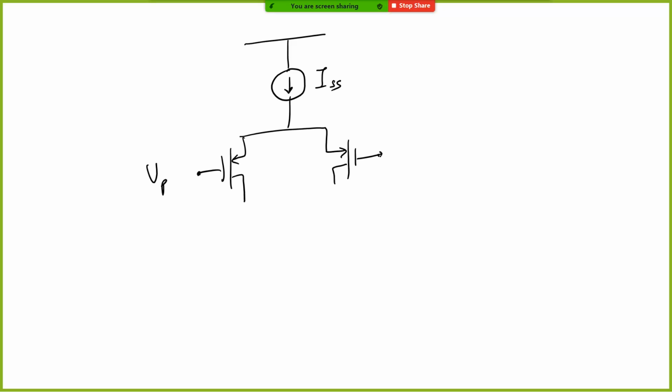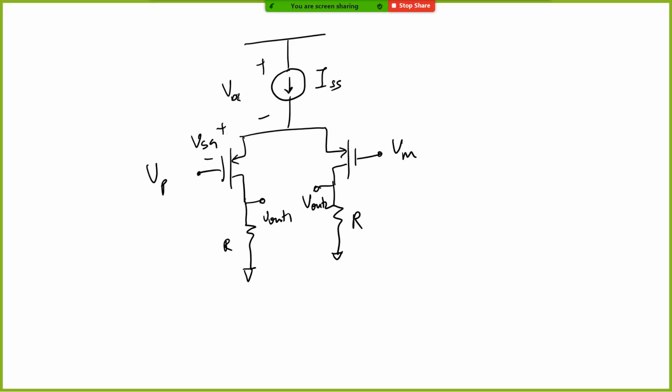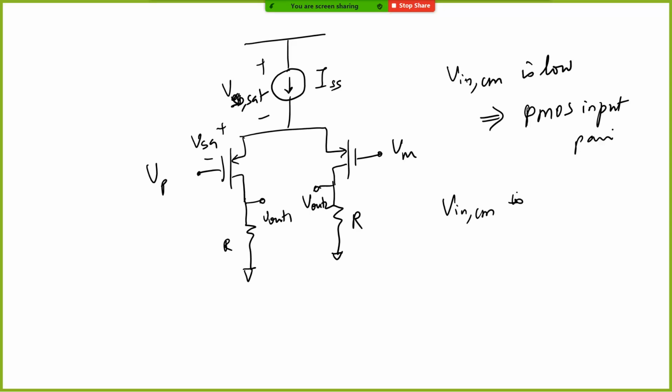Okay, so this is VP, this is VM, and then you have resistors to ground. So this becomes Vout1, this becomes Vout2. Now what happens? You basically need a certain VSG plus some VSD,SAT. So if your V in common mode is low, the solution is to go for a PMOS input pair. If V in common mode is going to be high, the solution is to go for a NMOS input pair. Because if it's somewhere around half VDD, you can use either of the two.